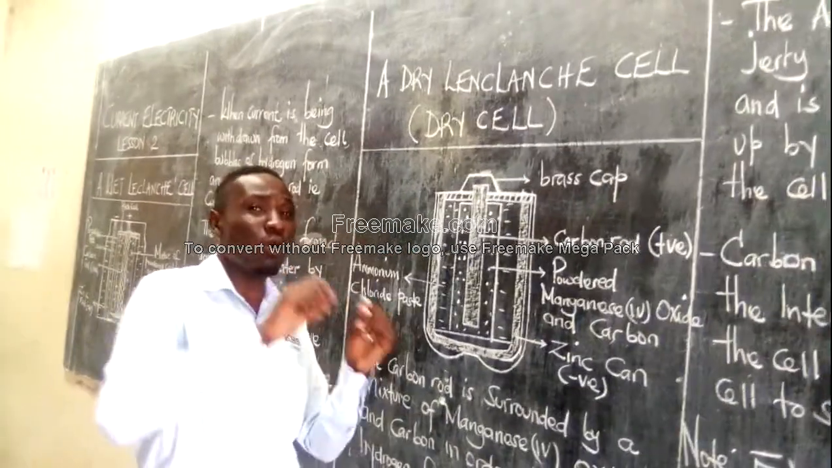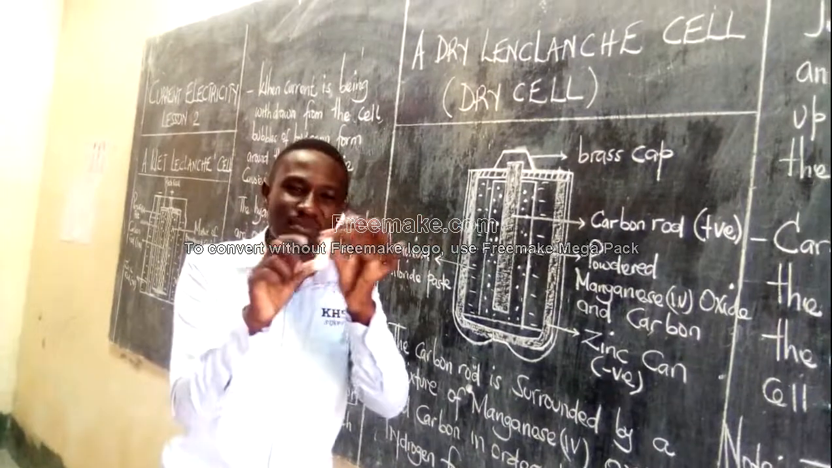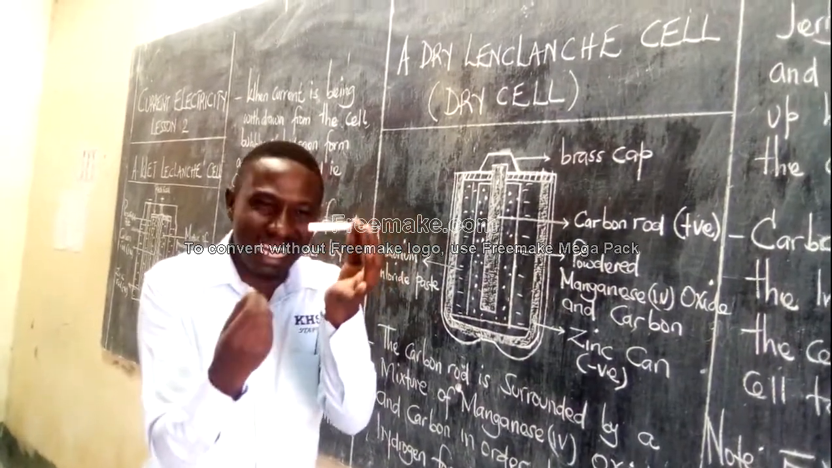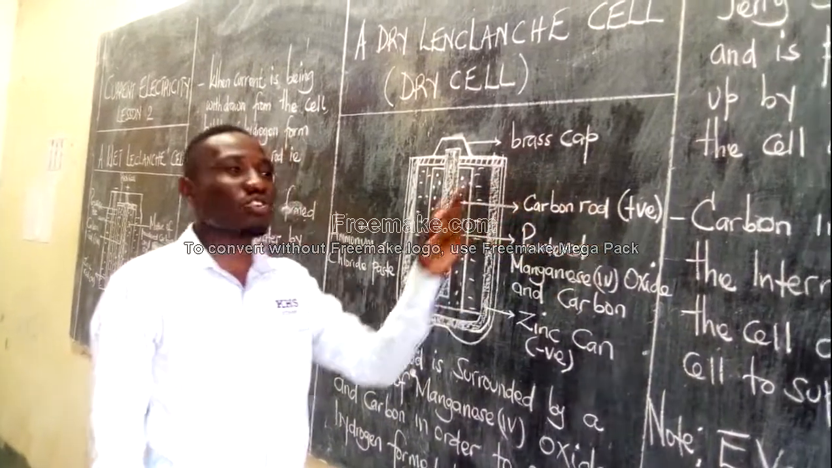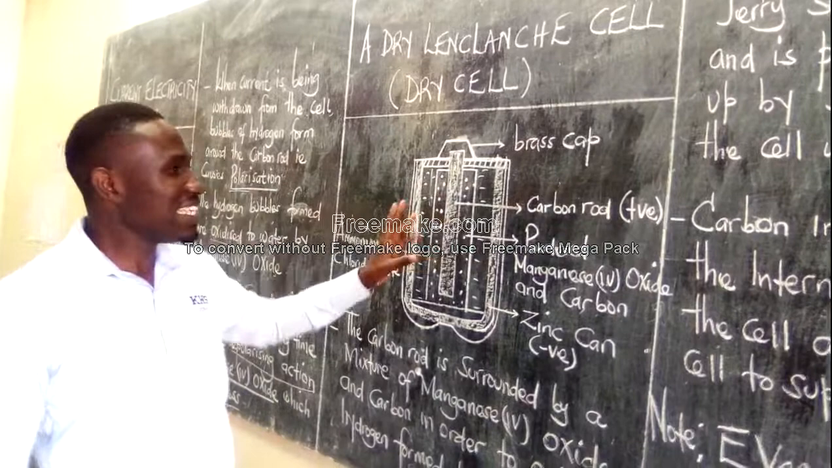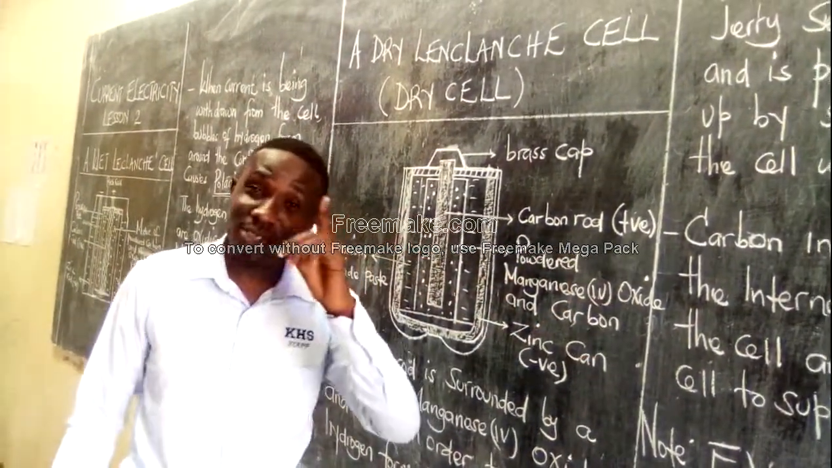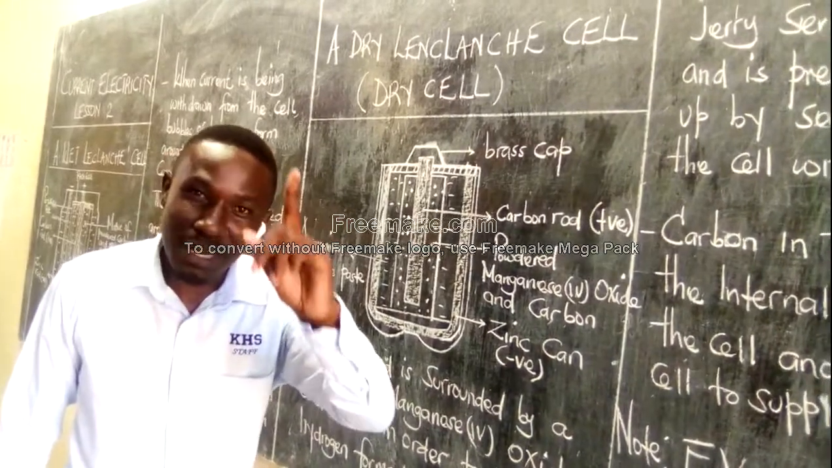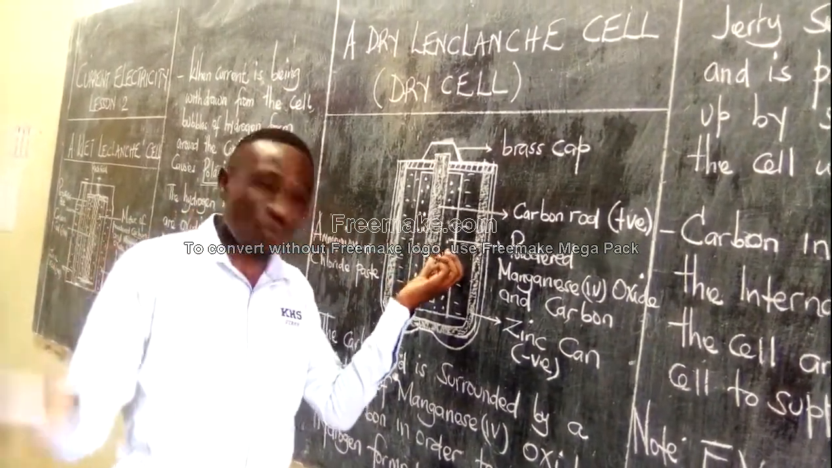Actually, those who have ever opened it will find a black rod like this piece of chalk. Just imagine this piece of chalk, but black. And that rod is called the carbon rod, and it is always positive. Then this carbon rod is surrounded by manganese(IV) oxide. I think you now know why it is surrounded by manganese(IV) oxide: to oxidize hydrogen bubbles into water.